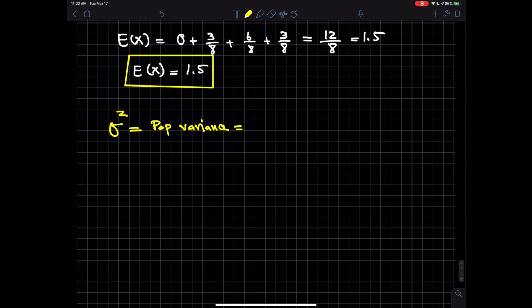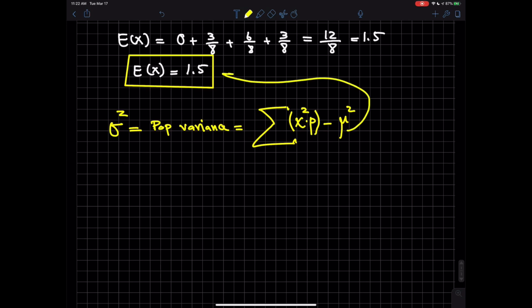And that formula will be the sum, slightly more complicated than the expected value formula, but quite similar, x squared times p's minus mu squared. So we're summing up all the x squared p's, and then from it, we're subtracting the square of the mean that you calculated in the previous step.